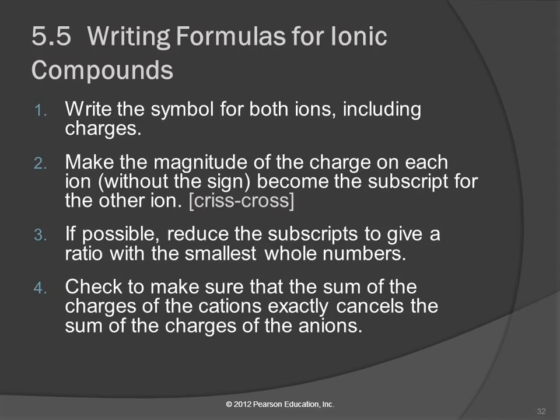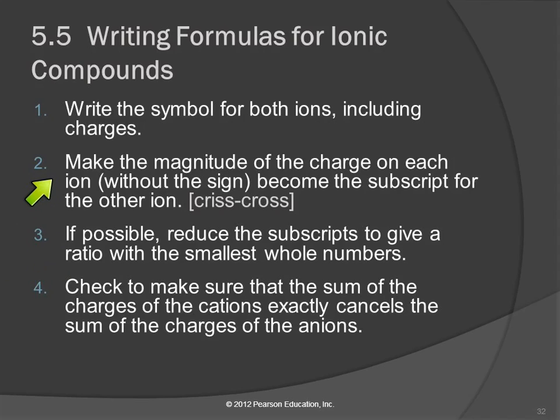If those are the same, well, these are the book instructions. I'll go through this exactly as it is without my own little thing. Make the magnitude of the charge on each ion, without the sign, become the subscript for the other ion. This is a method called crisscross, which works most of the time. It will occasionally get you into trouble, but it works most of the time. Then, if possible, reduce the subscripts to give a ratio with the smallest whole numbers. So that's what your book says.